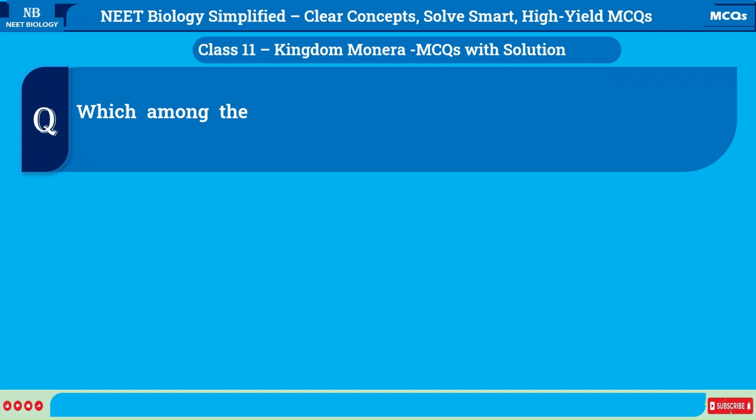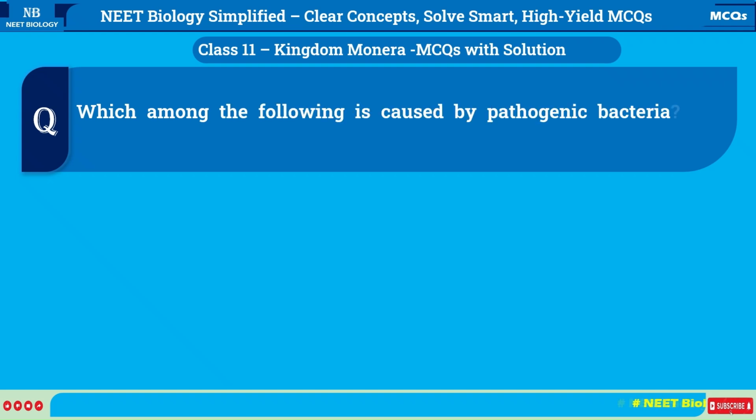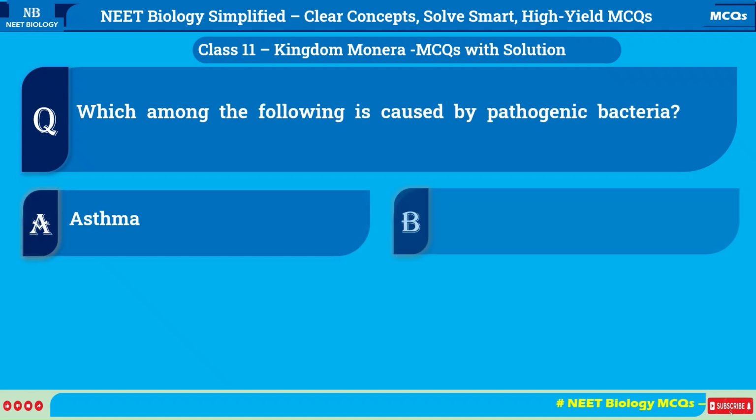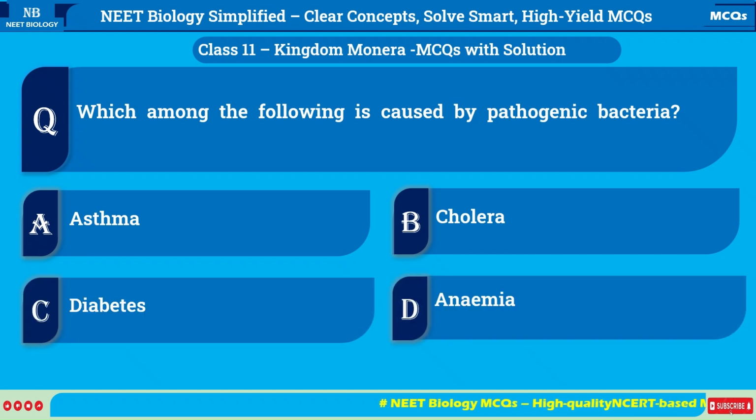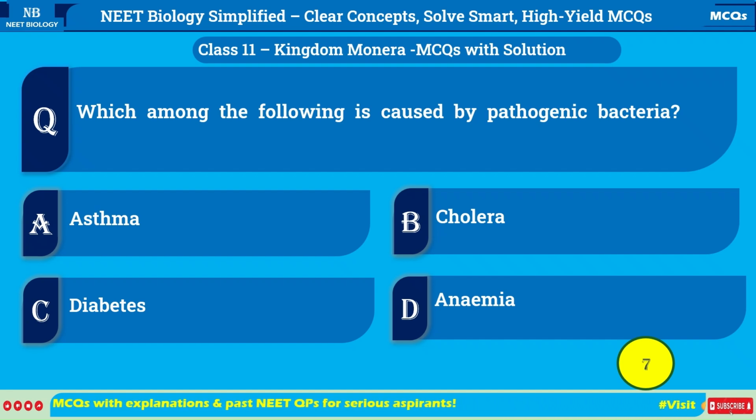Which among the following is caused by pathogenic bacteria? A. Asthma. B. Cholera. C. Diabetes. D. Anemia. Correct answer is B. Cholera.